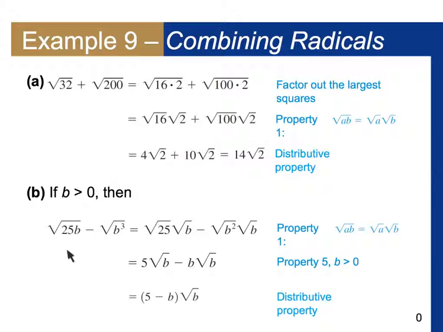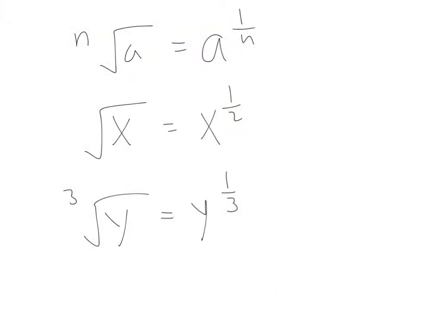Okay. Here we're subtracting, right? So here we can take the 25 out because that's a perfect square, and we can take the b squared out of the b cubed because that's a perfect square. That gives us 5 times the square root of 25 times the square root of b, minus b, which is the square root of b squared, times the square root of b. Then we have 5 of these minus b of these, so 5 minus b of those square root of b's. Okay, so we're combining these as like radicals.